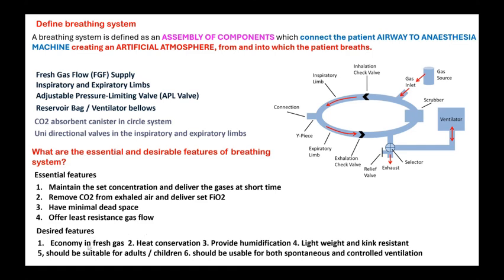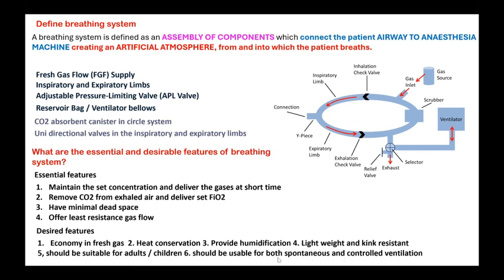And the desired features: it should be economical. It should conserve the heat so that the body does not have to heat the inspired gases. It should also provide humidification to maintain the ciliary activity in the respiratory tract. And it should be lightweight and heat resistant, and it should be usable both in adults and children and be used for spontaneous and controlled ventilation. But these are all desired features. You don't have a circuit, unlike only the circuit which can be used for both spontaneous and controlled ventilation.